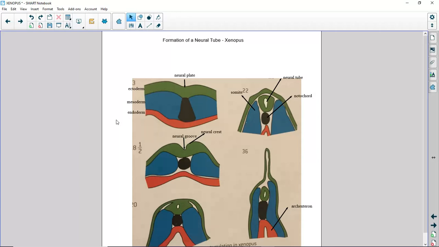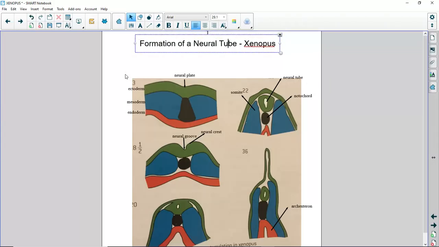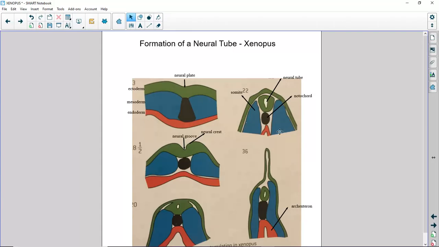All right, so you can see this is meant to be read down and across because you can see the numbers here, 3, 8.5. Those refer to days of development. And of course, IB being IB, they're asking us to take a look at the development of an embryo of a xenopus, which is a frog. And again, up until you get about right here, day 22, until you start getting tail development, it is pretty much the same in all organisms.